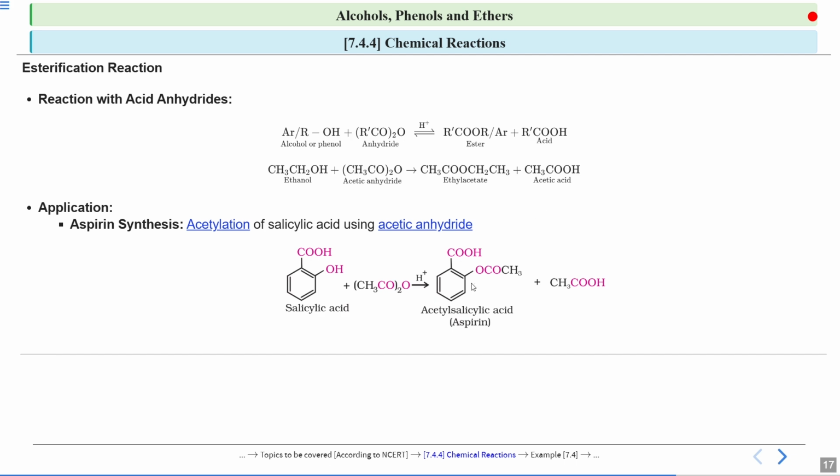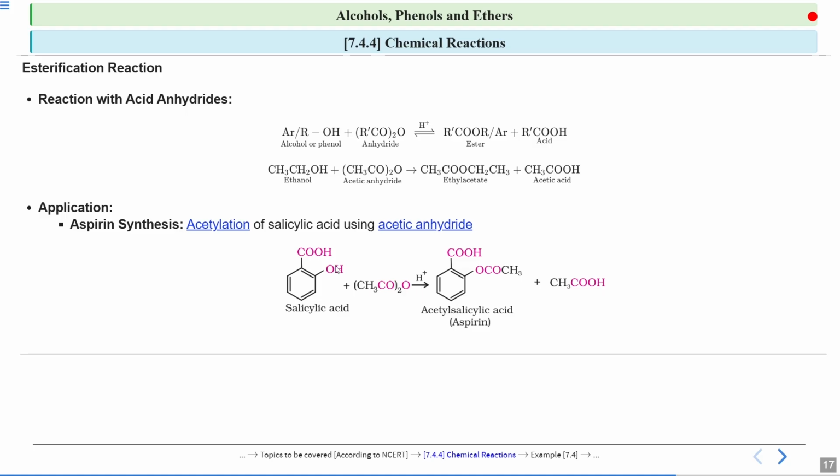So this is the process of aspirin. You all must know how much aspirin is used in the medical field, medical applications. So this is salicylic acid, okay? And when you treat it with acetic anhydride in H plus, you will see that aspirin is formed.